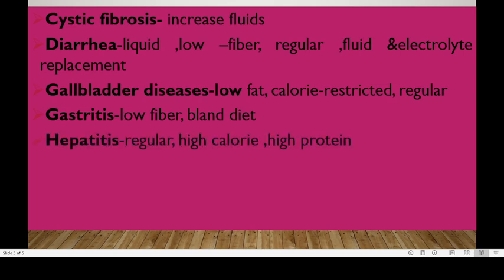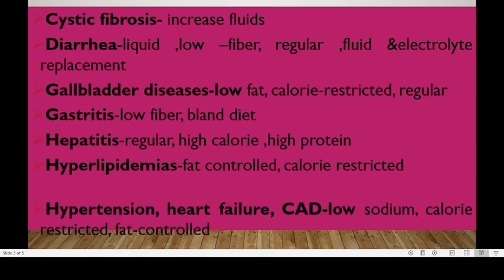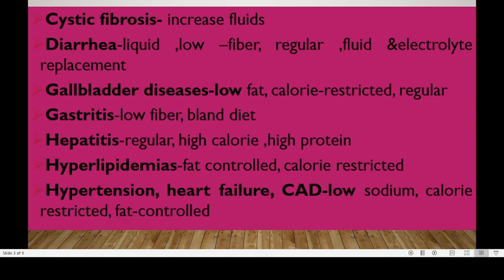The next patient is hepatitis, and you make sure you're giving them a high calorie and high protein diet. Remember, the liver is involved in the production of proteins, and when it's not working properly, we have to supplement that. Hyperlipidemias: give these patients a fat controlled, calorie restricted diet.